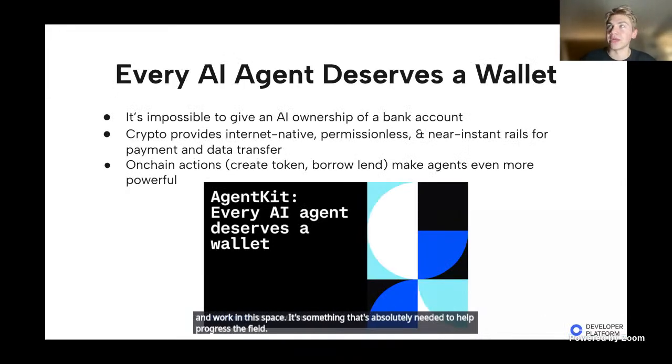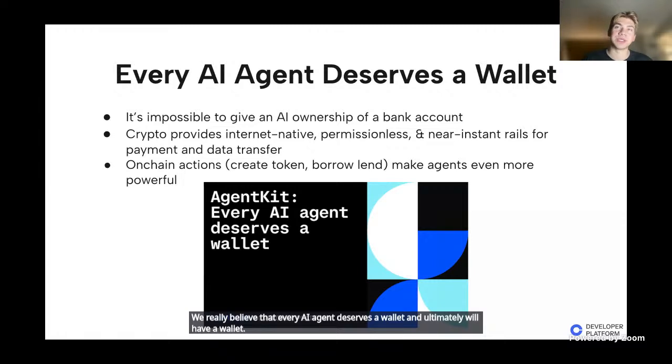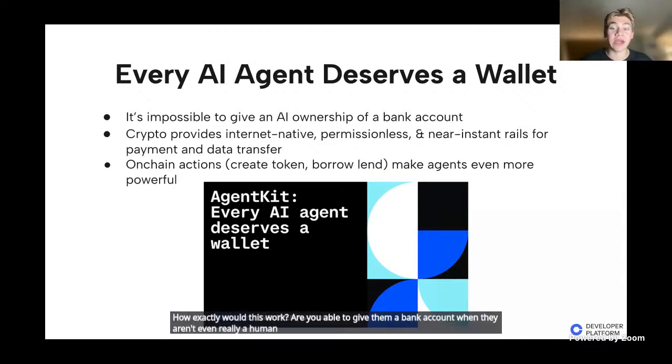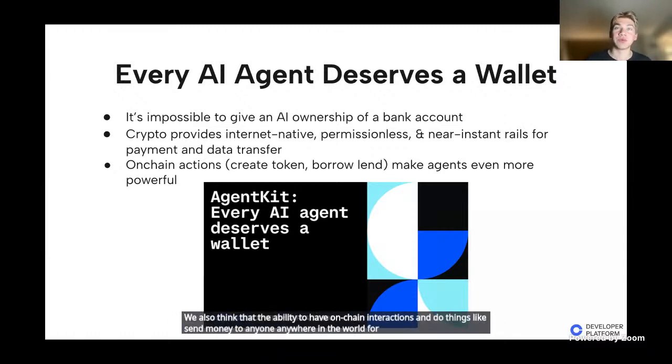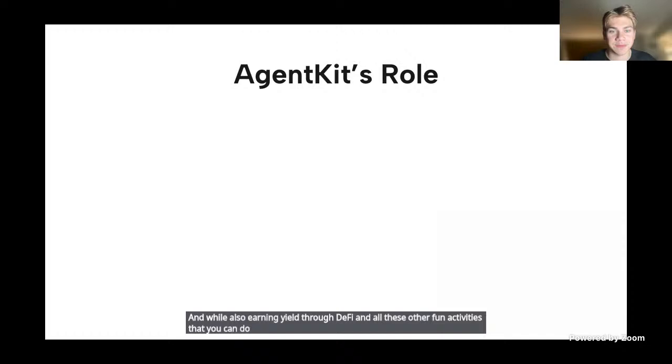We really believe that every AI agent deserves a wallet and ultimately will have a wallet. The reason is that if you give them a bank account, there's all sorts of weird stuff around how exactly this would work. Are you able to give them a bank account when they aren't even really a human? So we think that internet native money is much better for this type of use case. We also think that the ability to have on-chain interactions and do things like send money to anyone, anywhere in the world for completely free, while also earning yield through DeFi and all these other fun activities, make it a very compelling use case.